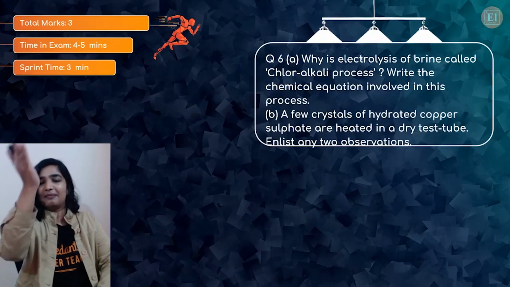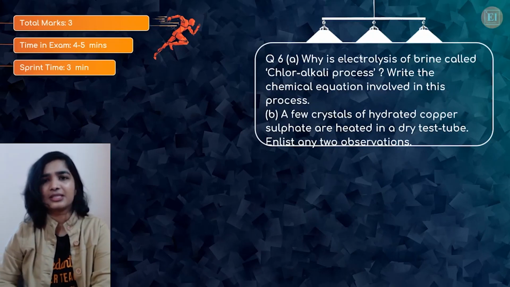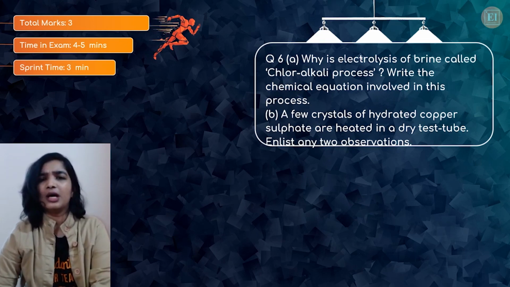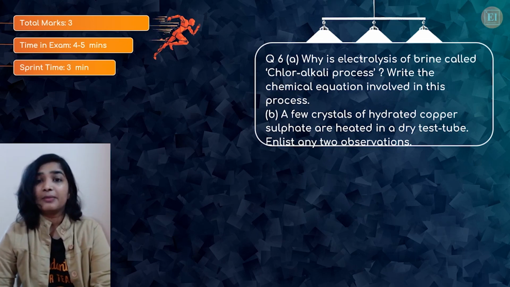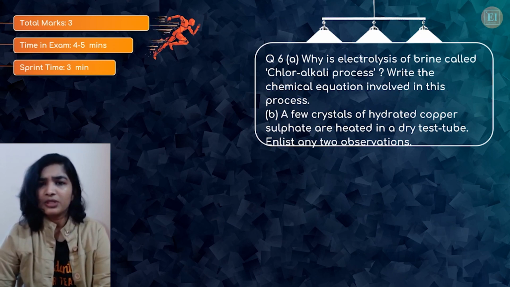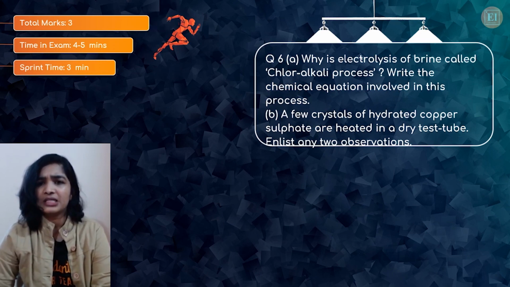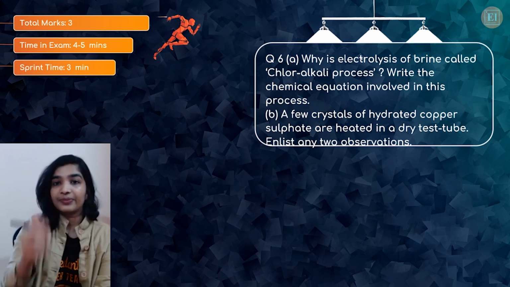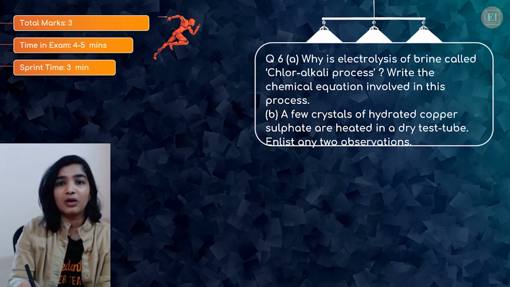Okay, let's get back to our questions. Why is electrolysis of brine called the chloralkali process? Write the chemical equation involved in the process. A few crystals of hydrated copper sulfate are heated in a dry test tube, list any 2 observations. Cool. Why is electrolysis of brine called the chloralkali process?